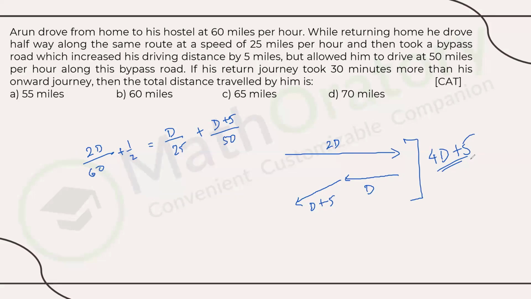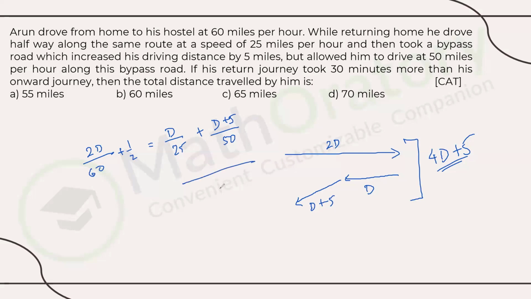Okay. Whenever we are using variables, we should always keep in mind what the variables indicate. So when we are using the variable to be 2D, D and D plus 5, you should understand what 2D is, what is D plus 5, right? So the total is 4D plus 5.